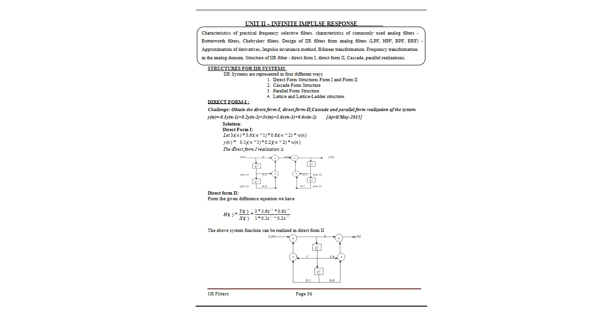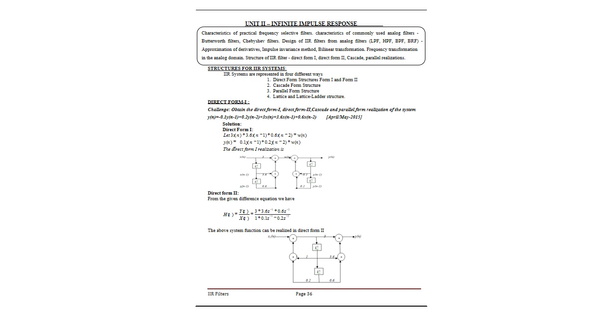So for that we are going to see one of the problems. That is, obtain the direct form 1, direct form 2, cascade and parallel form realization of the system. That is, y of n is given, that is minus 0.1 y of n minus 1 plus 0.2 y of n minus 2 plus 3 x of n plus 3.6 x of n minus 1 plus 0.6 x of n minus 2. So we are going to see all these realizations of the system.